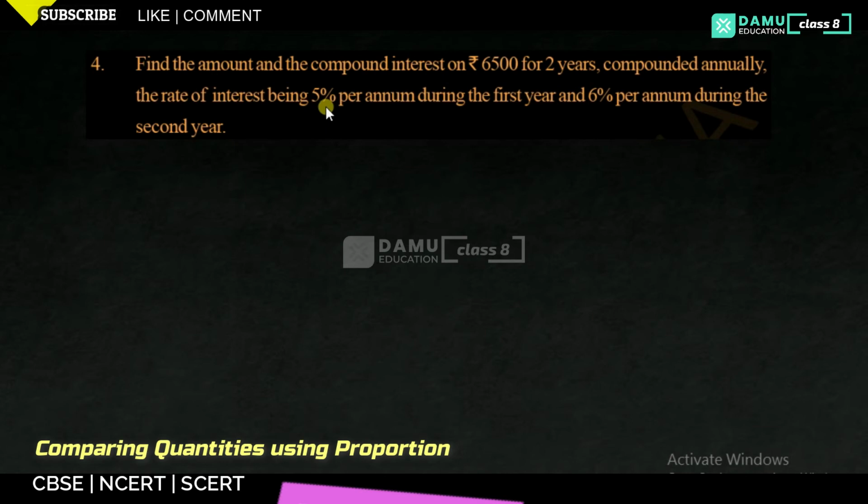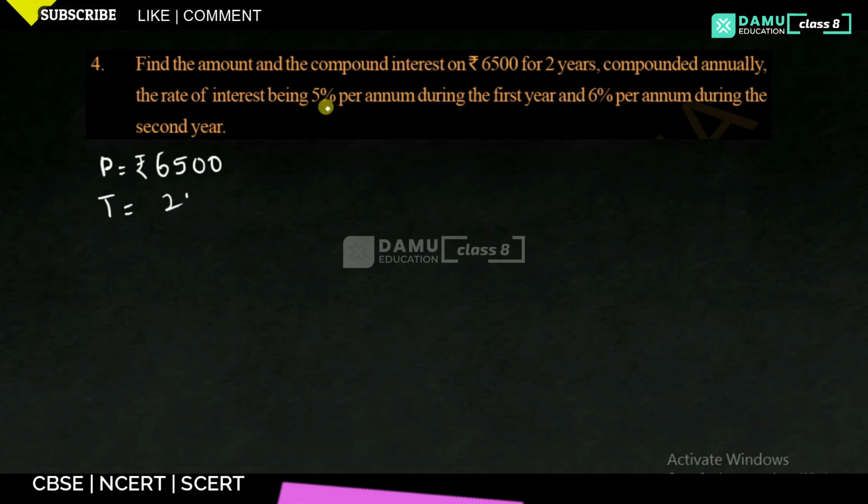Then if they give different rates of interest for different years, we have to go with simple interest: simple interest for 1 year and compound interest for 2 or more than 2 years. But compounded annually is given, even though we need to go with simple interest. So the principal given is 6,500 rupees. Then T is equal to 2 years. So for 2 years compounded annually, what is the amount we need to check?